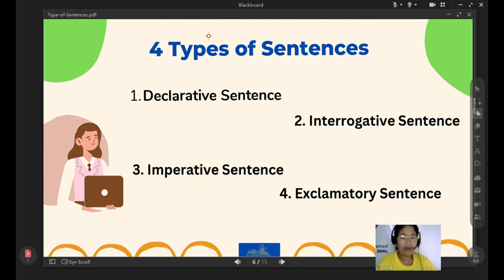So, there are four types of sentences. The first is declarative, second is interrogative, third is imperative, fourth is exclamatory. And the four of them we are going to discover in this lesson. Alright, so please listen to me and look at me. Alright, very good.